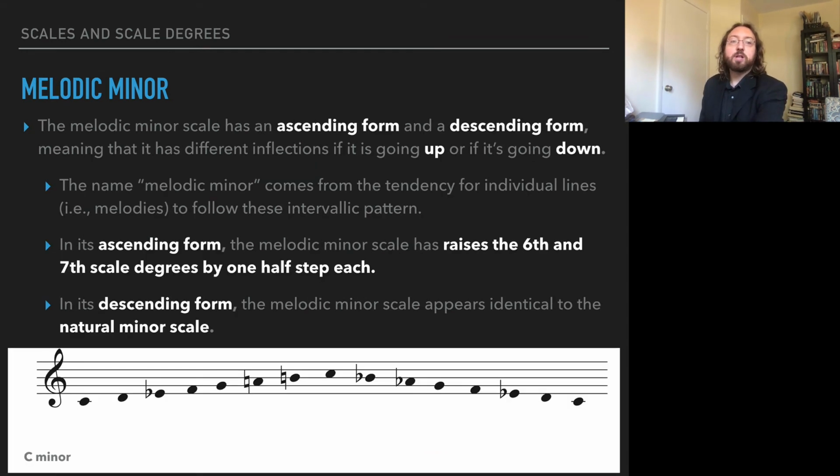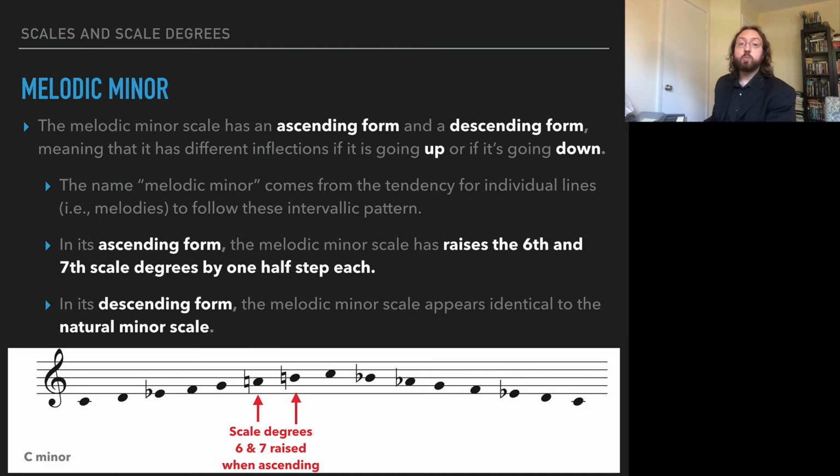Let's turn now to the melodic minor scale. The melodic minor scale has an ascending form and a descending form, meaning that it has different inflections if it's going up or if it's going down. The name melodic minor comes from the tendency for individual lines, in other words melodies, to follow this intervallic pattern. In its ascending form, the melodic minor scale raises the 6th and 7th scale degrees, from what they normally are in the key signature by 1/2 step.